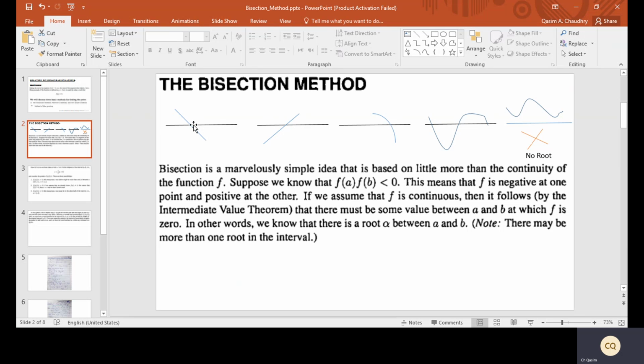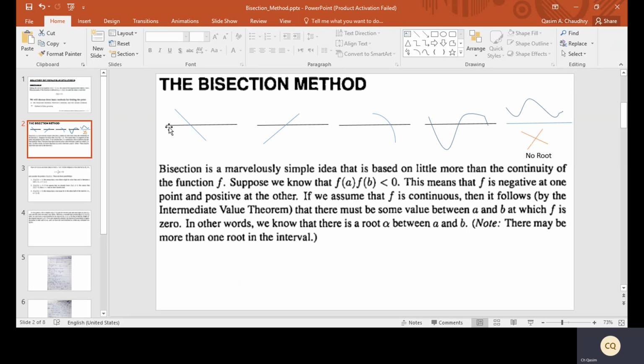Basically this is your x-axis, and a line or a curve is intersecting this line. Now the question arises: what does it mean if we have an equation and we are saying that f of x is the function, and it becomes 0? It means it is where the curve will touch the x-axis.